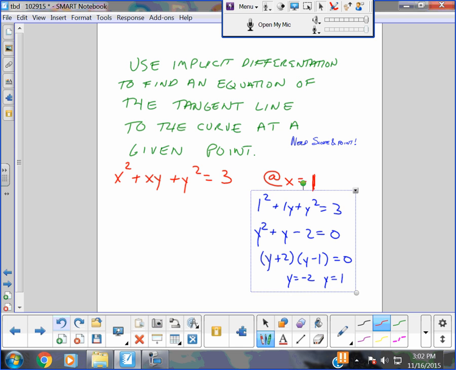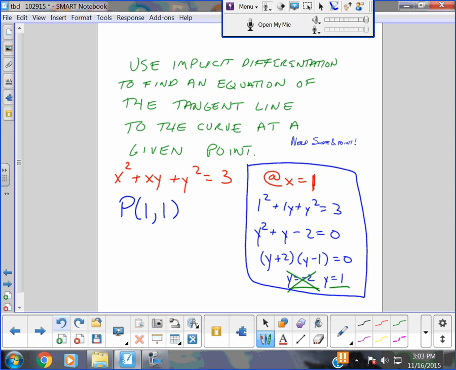And one of the things I want to make clear at this point is that you solve all this, and you have to check your y values in non-functions. Because when you check your y values, you'll find that y equals -2 doesn't work. So my point for this is (1, 1). So now I have a point from the original function, and now I just need a slope.